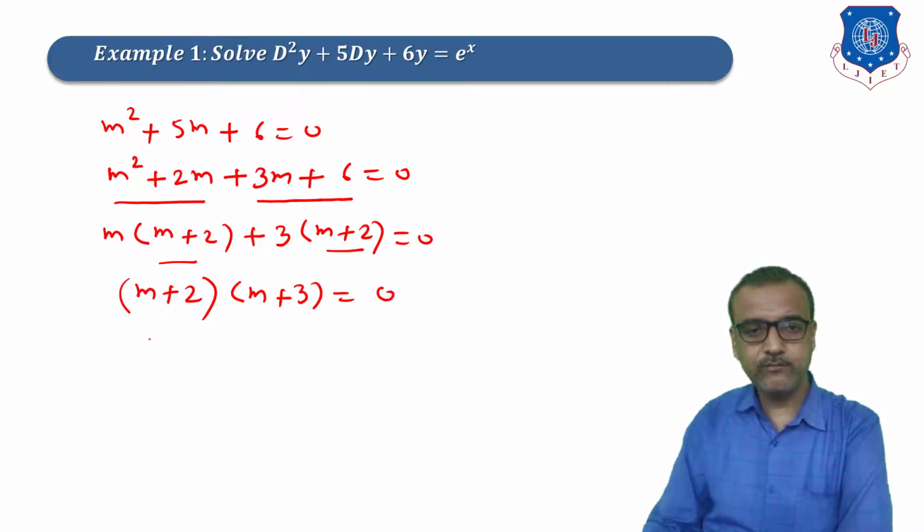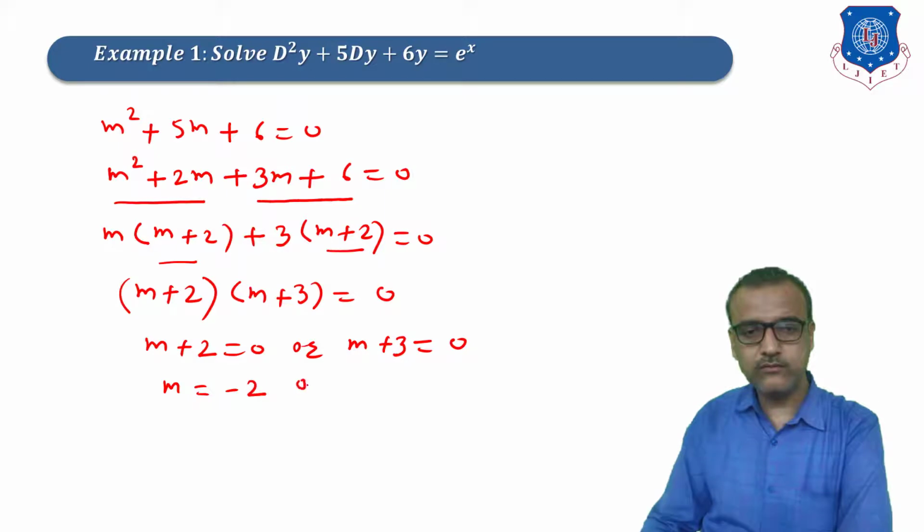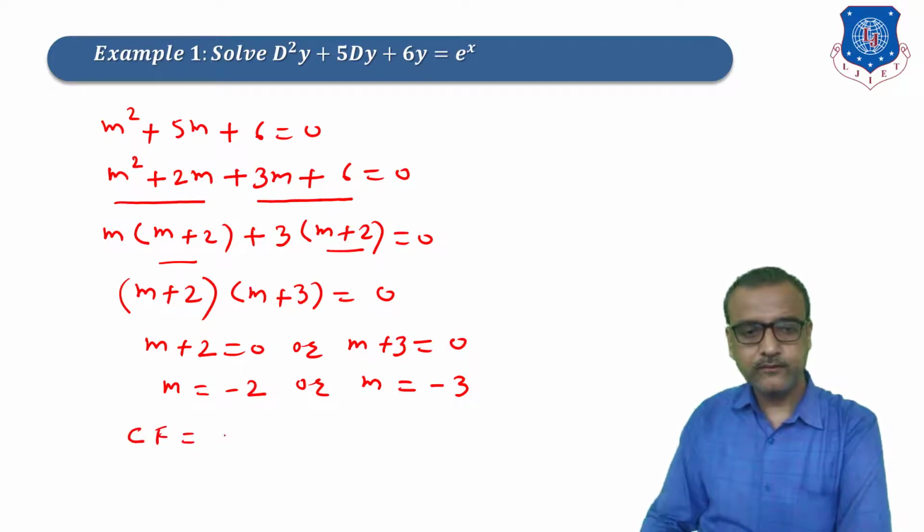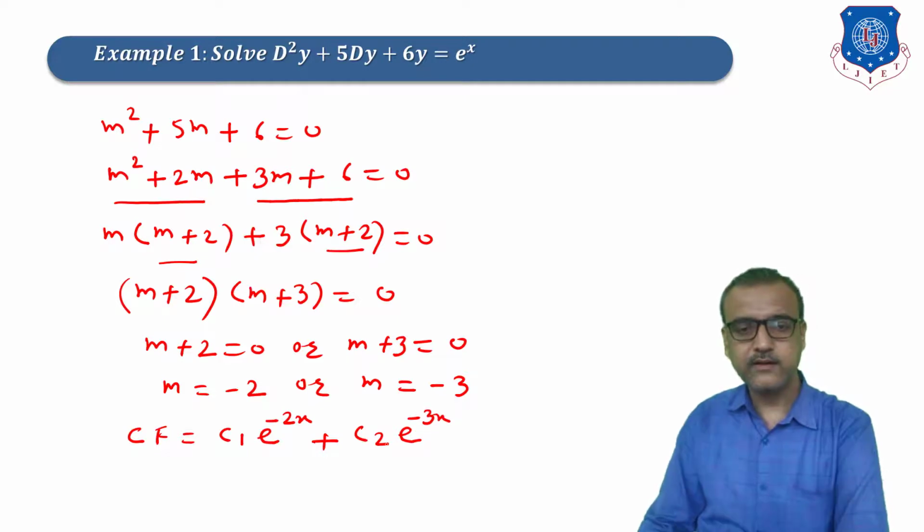So we have m plus 2 equals 0 or m plus 3 equals 0. So from here we have m equals minus 2 and from here we have m equals minus 3. So we will write down CF as C1 e raised to minus 2x, this is for m equals minus 2, plus C2 e raised to minus 3x, this is for m equals minus 3.